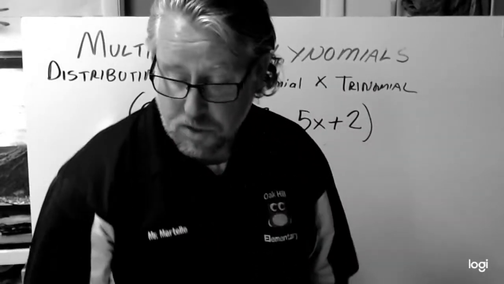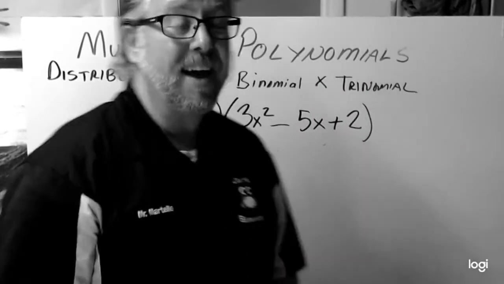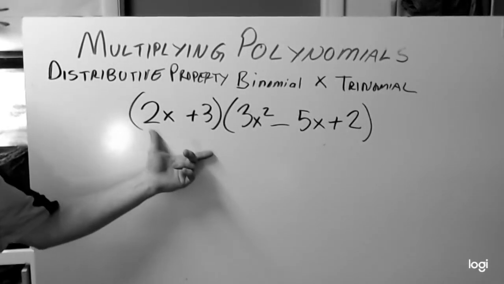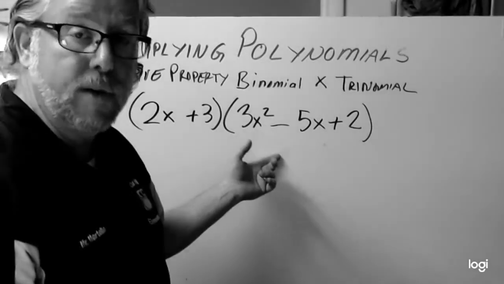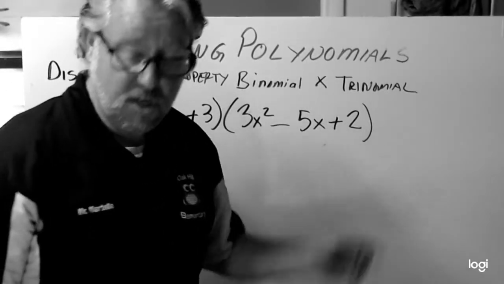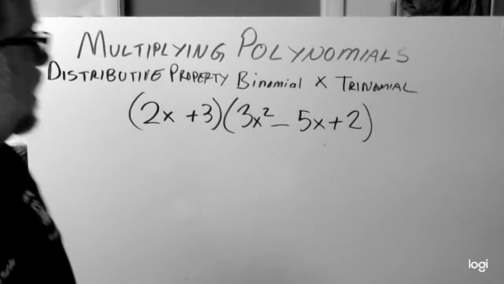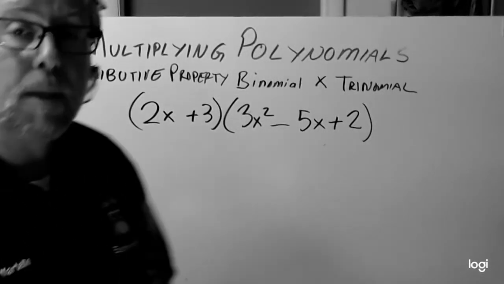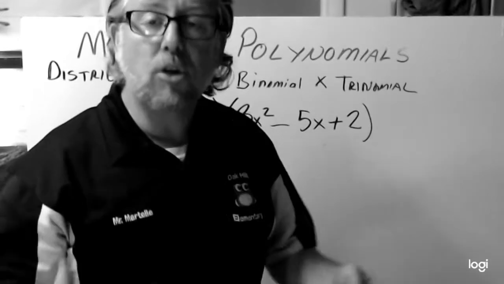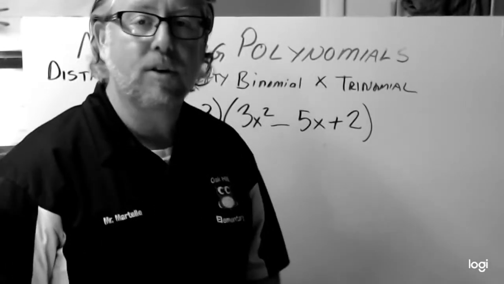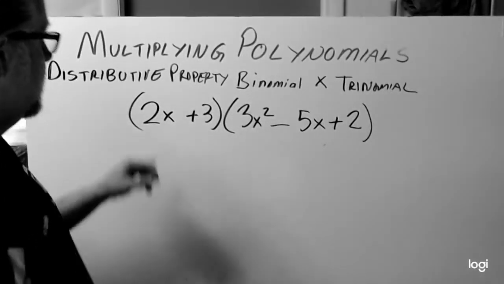All right, now we're going to use the distributive property to multiply a binomial by a trinomial. Here's our binomial, 2x plus 3, and here's our trinomial, 3x squared minus 5x plus 2. Always important to keep an eye on the signs, your positives, your negatives. And like I said, multiplying by the distributive property is a little bit messier, sometimes more confusing, but everybody has their way of looking at stuff, so I like to show all the methods.